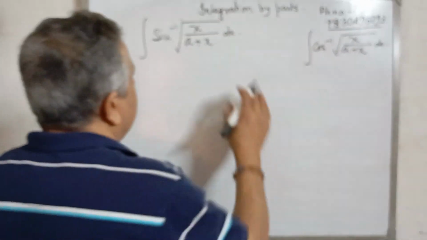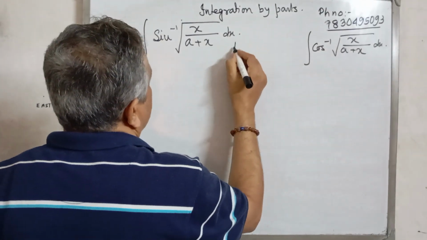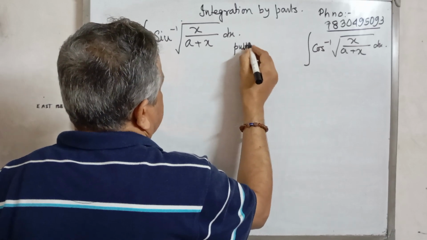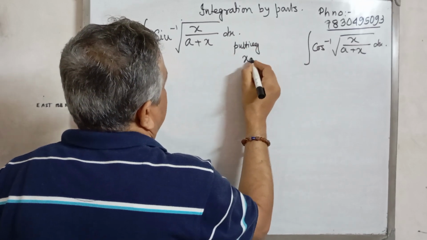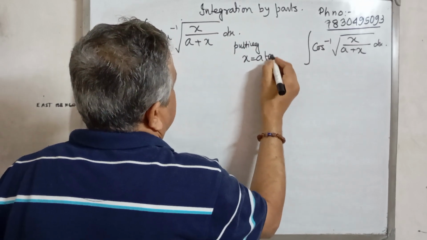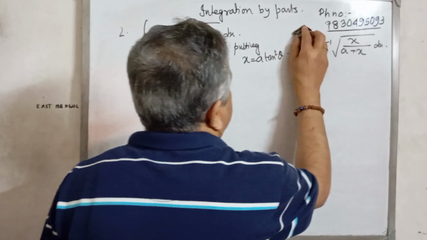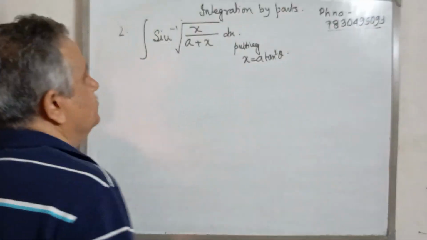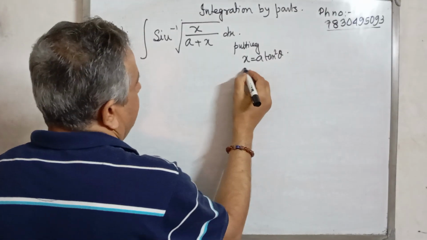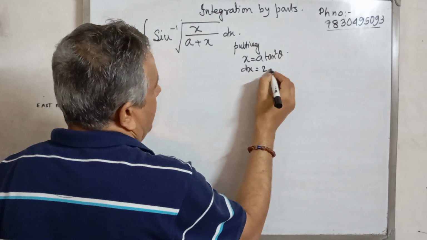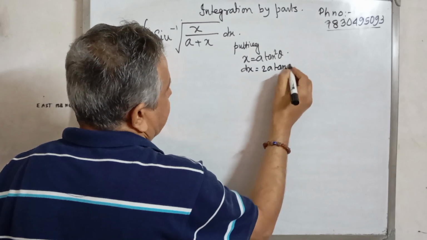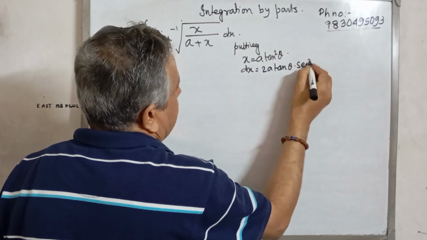Same type of problem. In that problem, we have to put x equal to a tan square theta. Okay. So dx is twice a tan theta into sec square theta d theta.